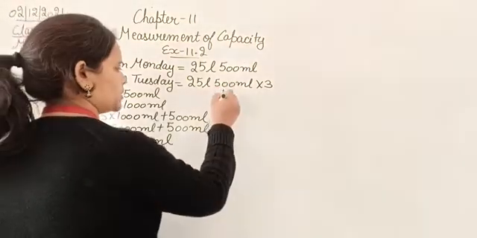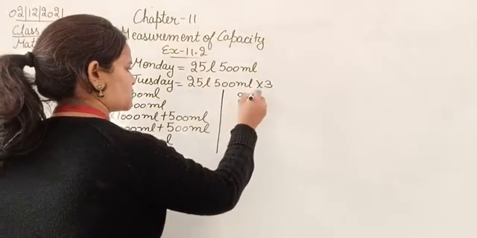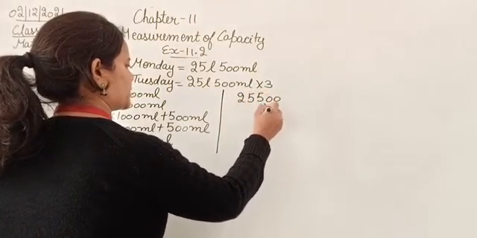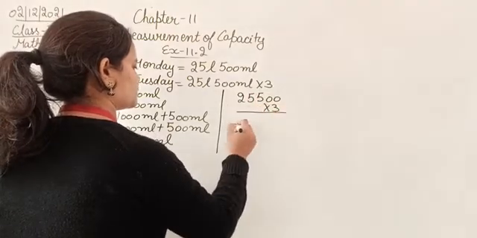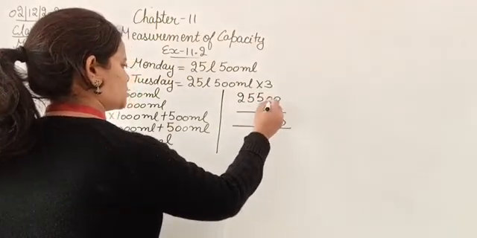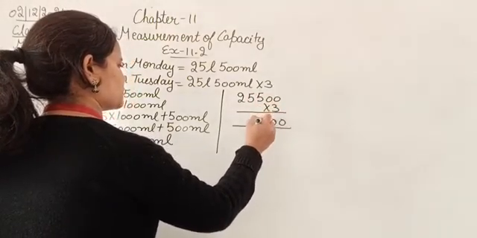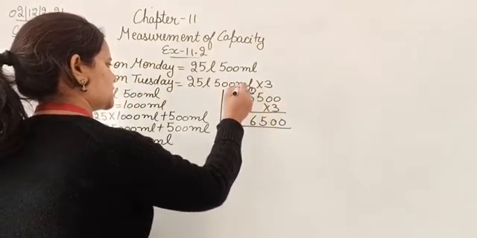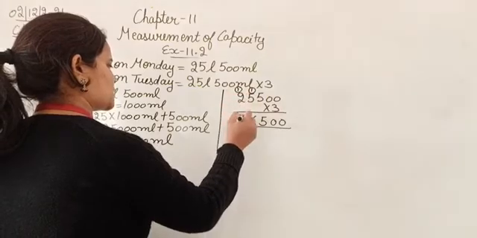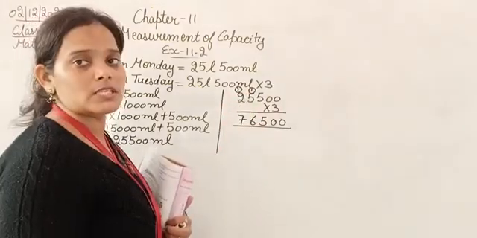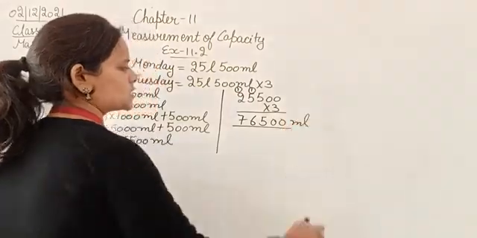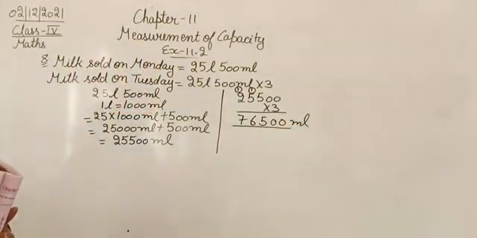Now let's calculate milk sold on Tuesday. So 25,500 multiplied by 3. 3 zeros are 0, 3 zeros are 0, 3 fives are 15, 3 fives are 15 plus 1, 16, 3 twos are 6 plus 1, 7. So this is 76,500 ml. This is the quantity of milk sold on Tuesday.